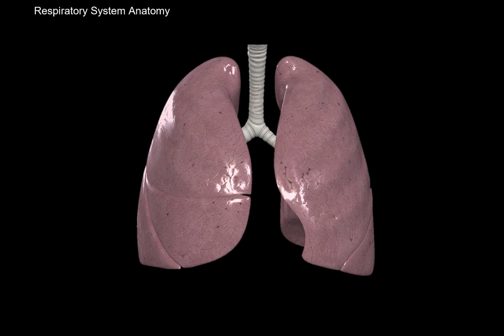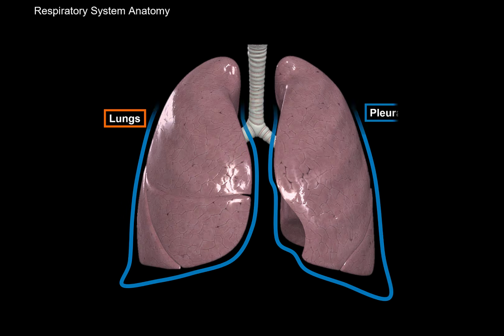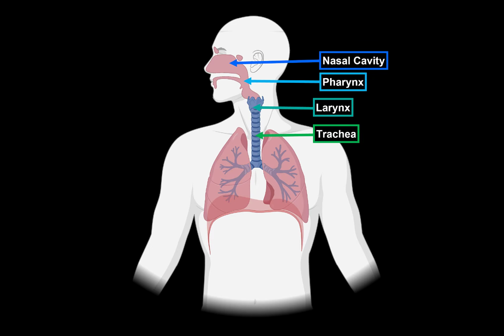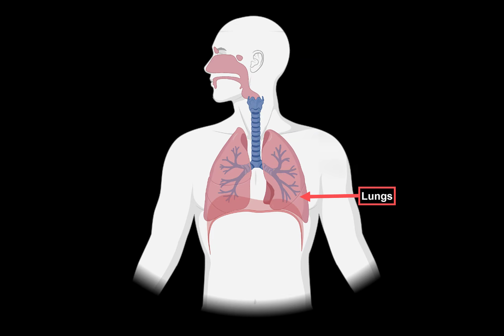In this segment, we will be talking about the anatomy of the lungs and the pleura. So the respiratory system consists of all the organs involved in breathing. These are the nasal cavity, the pharynx, the larynx, the trachea, the bronchi, and the lungs. Now, let's look in detail into the anatomy of the lungs.